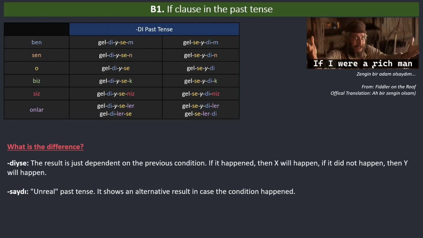Like, as it says in the picture, if I were a rich man, zengin bir adam olsaydım, I would do something. Mesela zengin bir adam olsaydım, bir araba alırdım. Çok param olsaydı, if I had much money, ne yapardım? Tatile giderdim. I would go on a vacation.